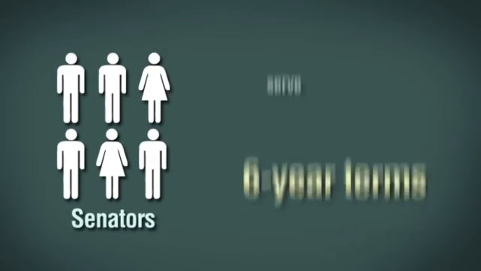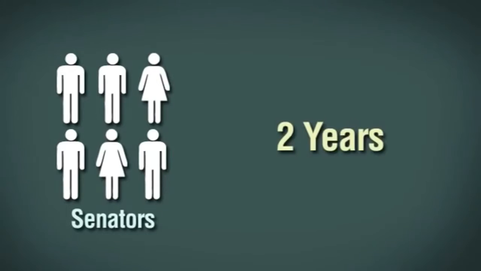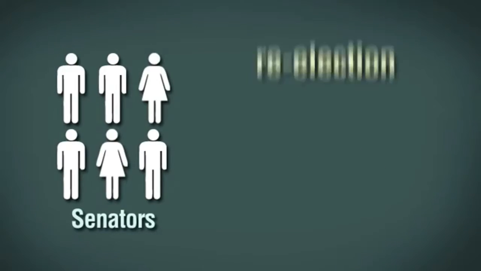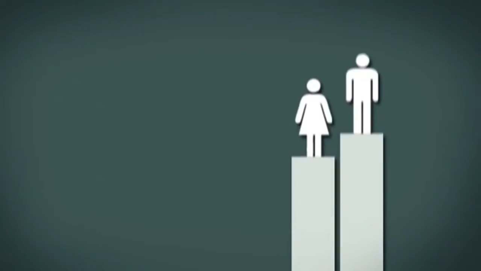public. Senators serve 6-year terms, and elections are staggered, so every 2 years, a third of the senators run for re-election. Each state is represented by 2 senators, regardless of its population. And again, the first past the post voting system is used, so the candidate with the most votes wins.